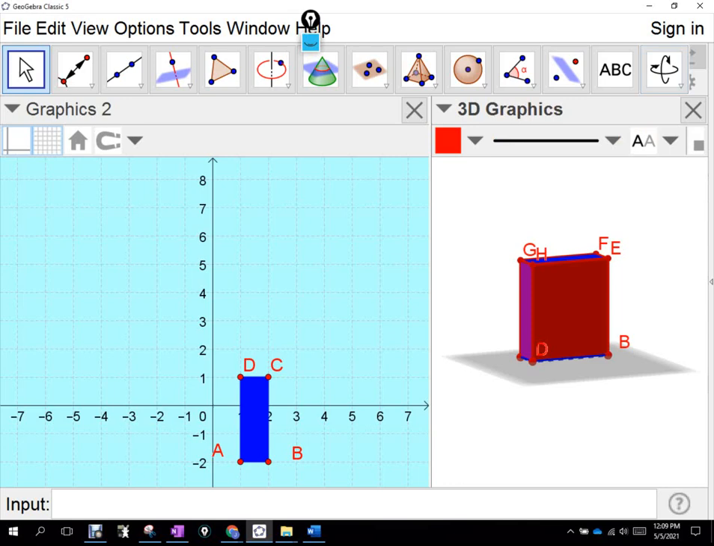Because once you identify, and that's what you want to do every single time that you come across a problem, is identify the bases first. Because then once you identify the bases, that is going to dictate what the other components are.